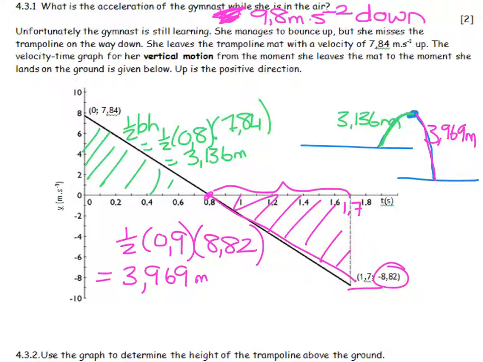Therefore, what is the difference between the two? This little bit over here, I take 3,969, I subtract 3,136, and I find out that the distance above the ground of the trampoline is 0,833 meters.